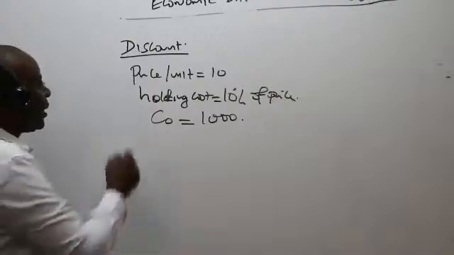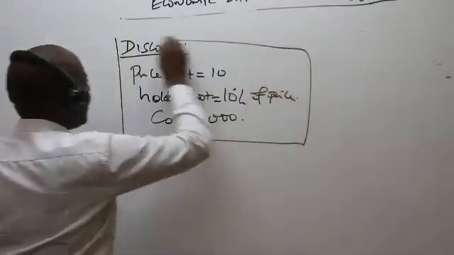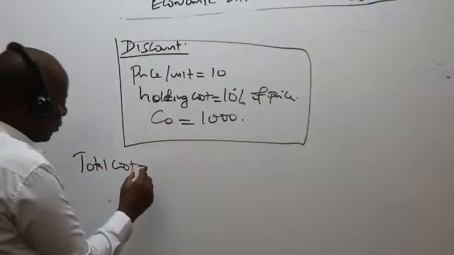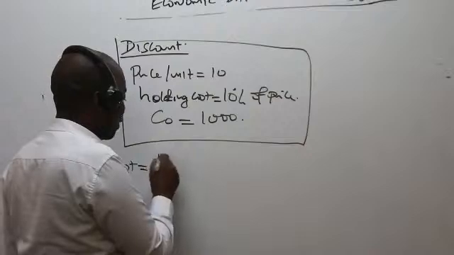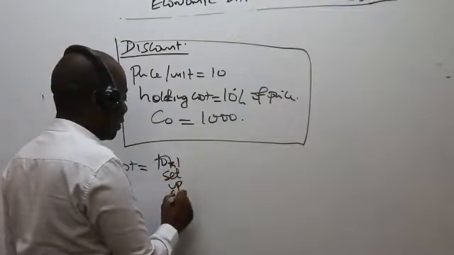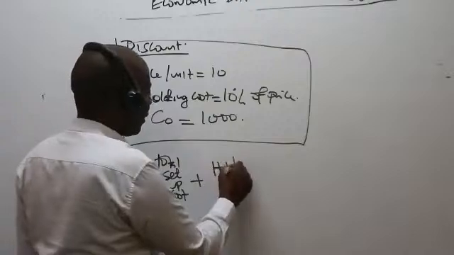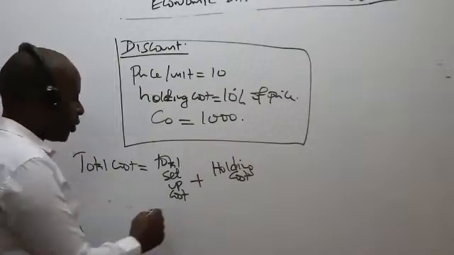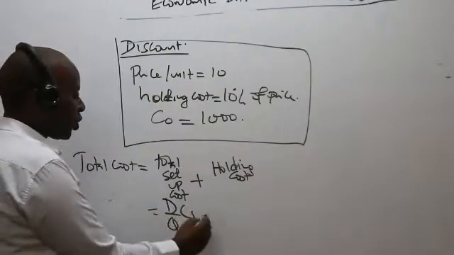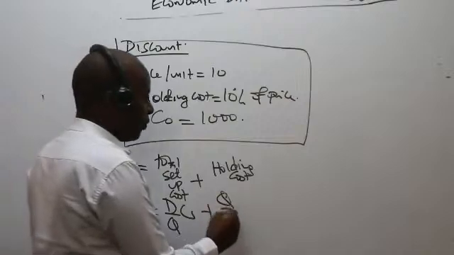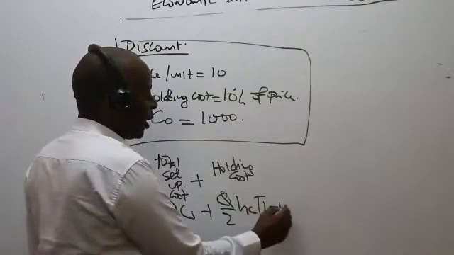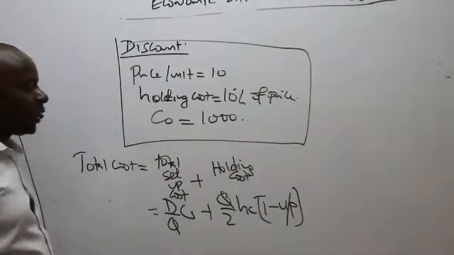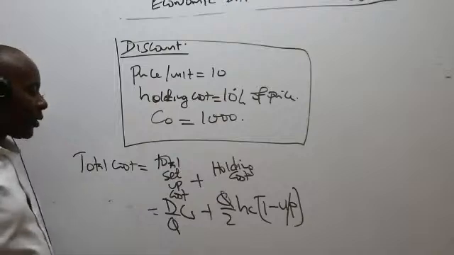Yes, let's go back a little bit and first forget about this. Total cost will be equal to the total setup cost plus the holding cost. So this will be D over Q times CS, plus Q over 2 times HC. Whenever I see this, HC must always be reduced by that factor.